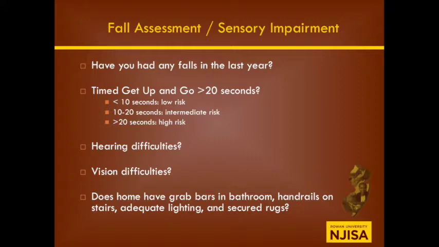If it takes less than 10 seconds to do it, you're considered low risk. 10 to 20 seconds, you're intermediate risk. Greater than 20 seconds, you're considered high risk. And also, I mentioned in terms of sensory impairment, hearing difficulties, vision difficulties, but also, does the home have grab bars in the bathroom, handrails on the stairs, adequate lighting, and secure rugs?